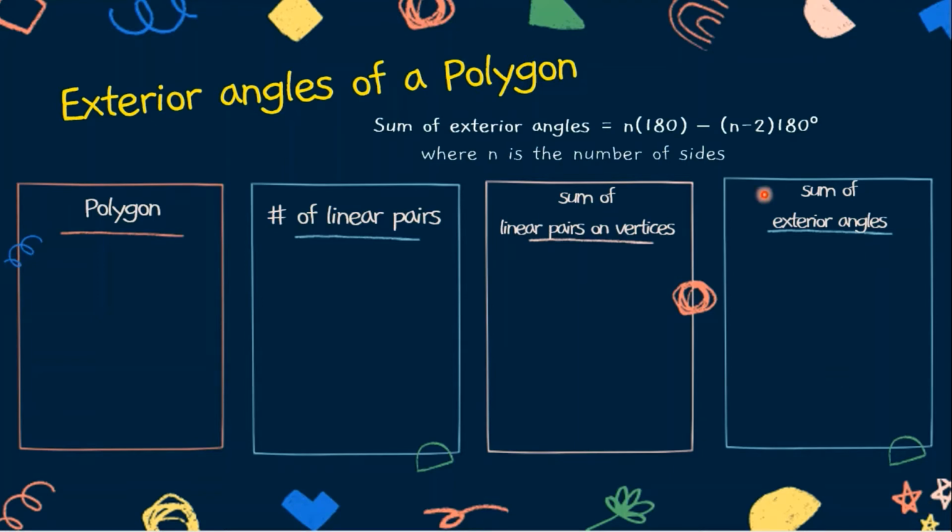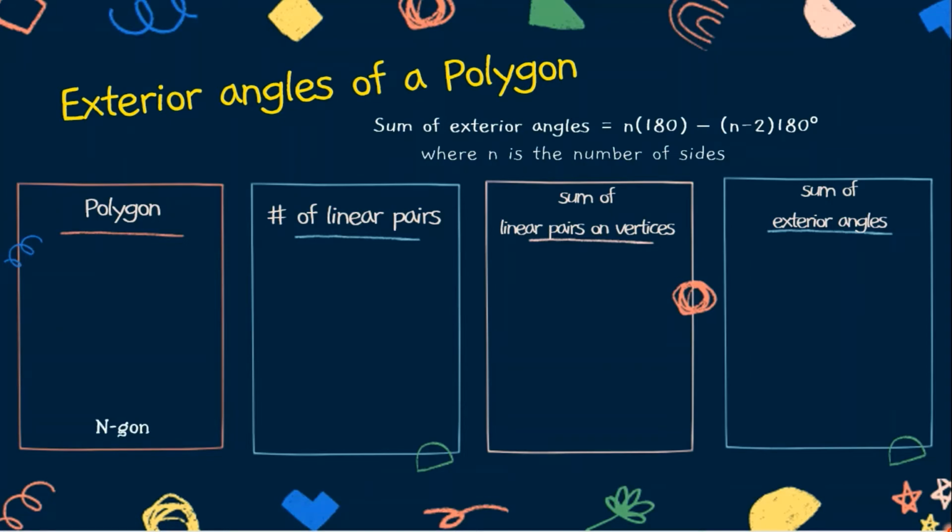For the sum of the exterior angles, ito yung ating formula. N, which is the number of sides, should be multiplied to 180, minus, group together yung n minus 2. Yung result nito ay multiplied to 180 degrees. And then yung result nila ay isa-subtract natin together. Yung n ay papalitan natin ng number of sides, and then 180 and 2 are constants.